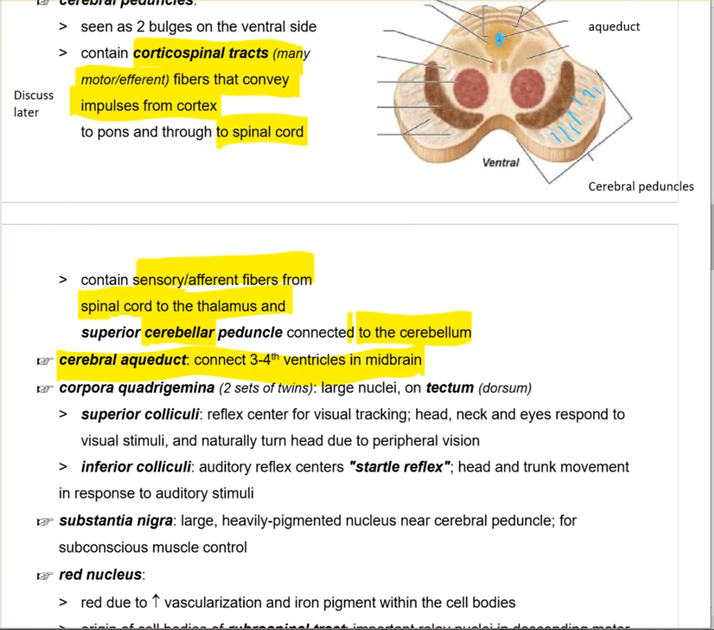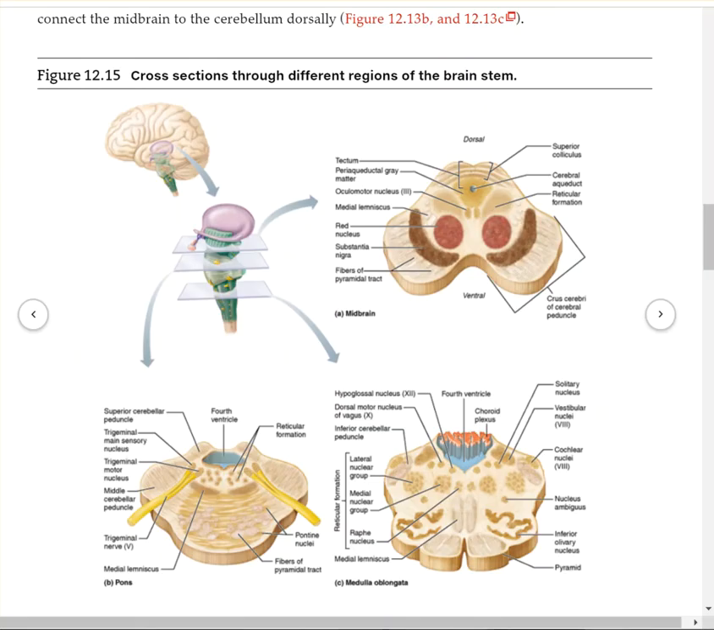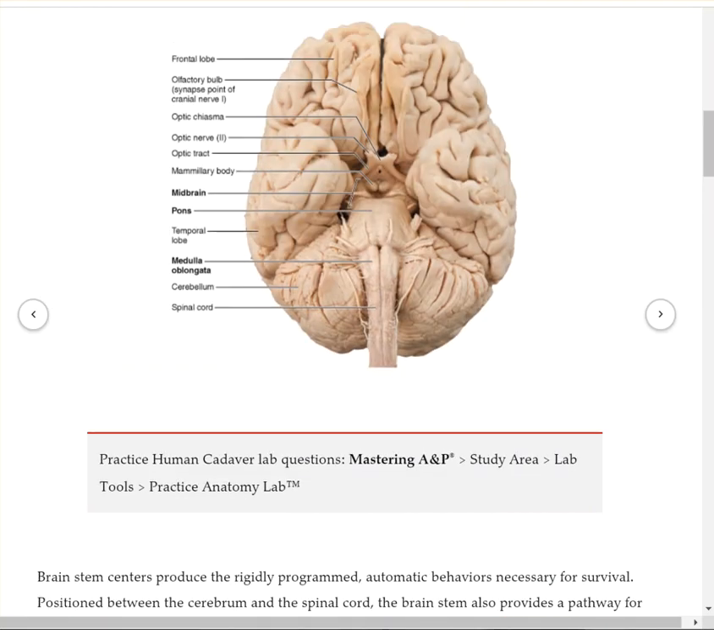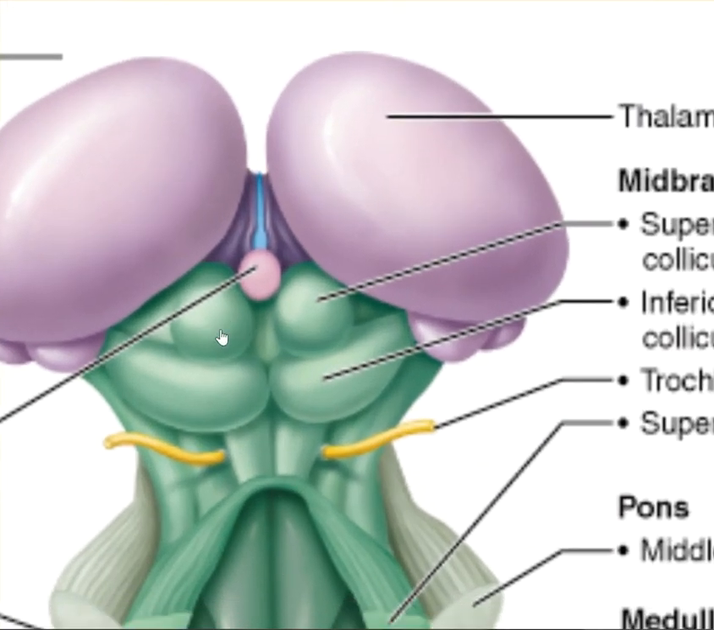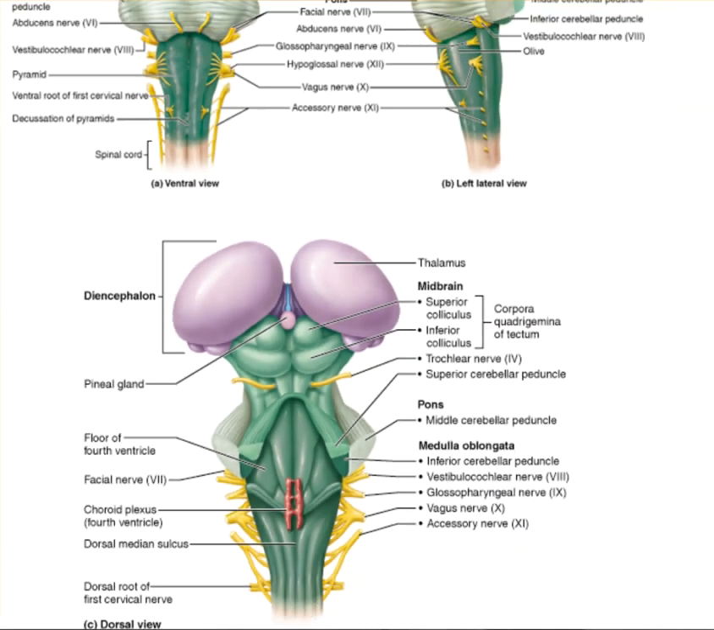And then we have the corpora quadrigemina. If you think of that word, quad is four, and gemini is twins, so two sets of twins, four different things. If I go back up, the four sets of twins are 1, 2, 3, 4 right here: the superior colliculi and the inferior colliculi. And those are posterior. We're looking at a posterior view there of the midbrain.